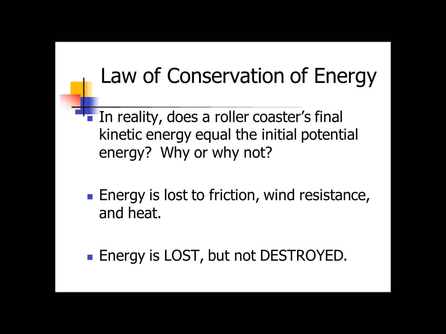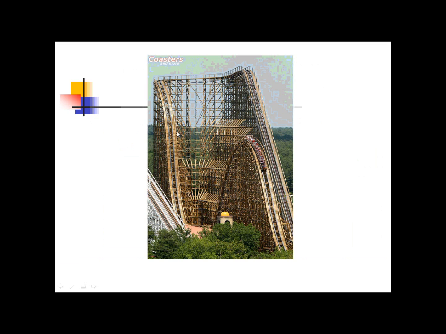That's the reason why roller coasters are built where the tallest hill is always the first one. Because as it's coming down this hill, those wheels and the cars in contact with the track have friction, losing some of that energy as heat. Plus, the wind resistance of the car and the people is also producing a type of friction, which is losing some energy as heat. That's why the tallest hills are at the beginning and the smallest hills are at the end.